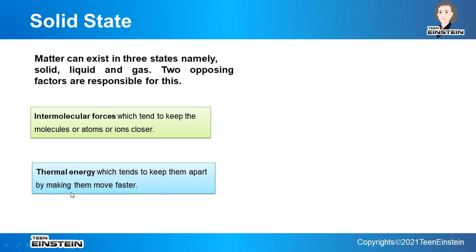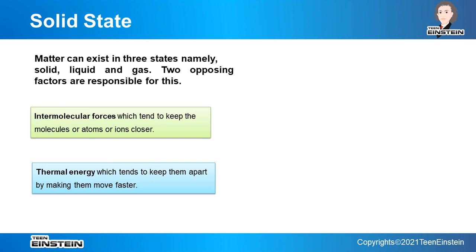Because when we apply heat, it tends to keep them apart by making them move faster. So because of the presence of high energy, they will move faster, and when they move faster, the intermolecular force present between the atoms or ions will decrease. Okay, so that is why these 2 are opposite to each other.